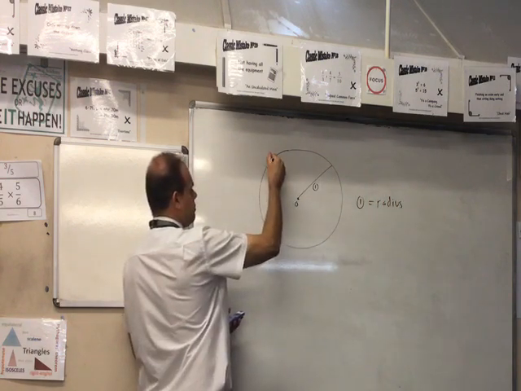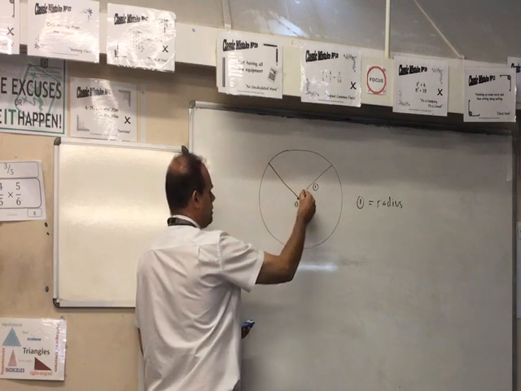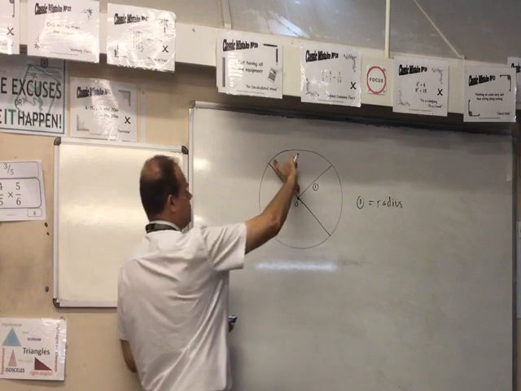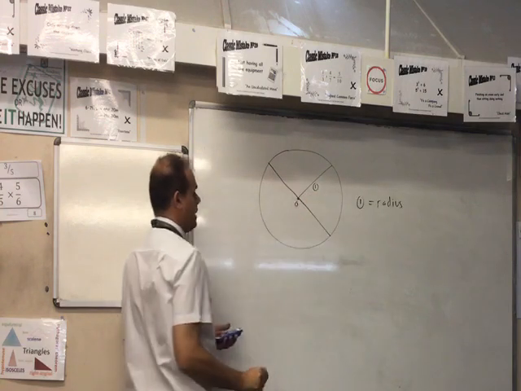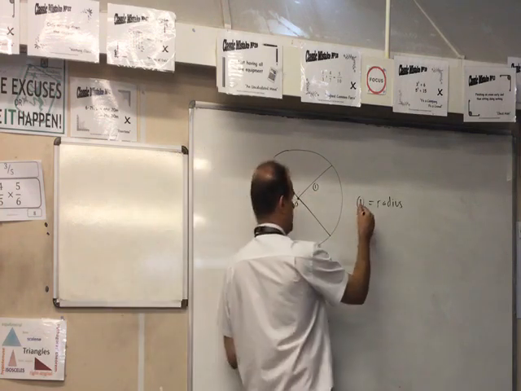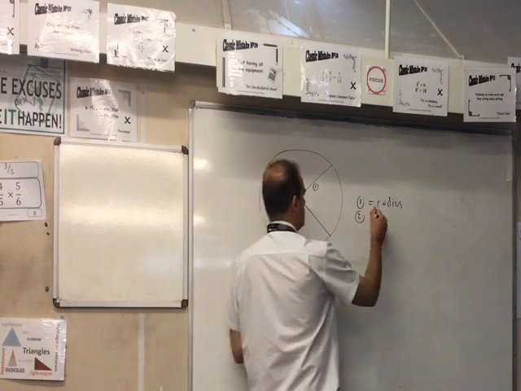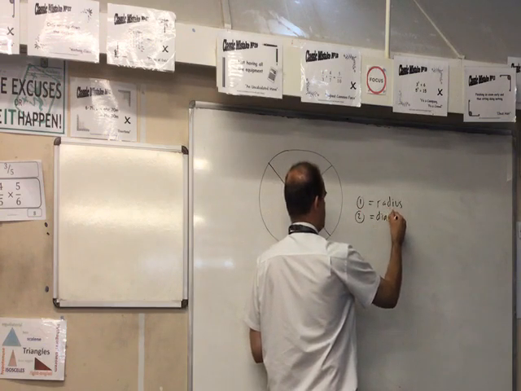If you go right across through the centre to both ends of the circumference, you can see you've got 2 radiuses, and that is given the name diameter. So number 2, call that number 2 there. Number 2 is given the name diameter.